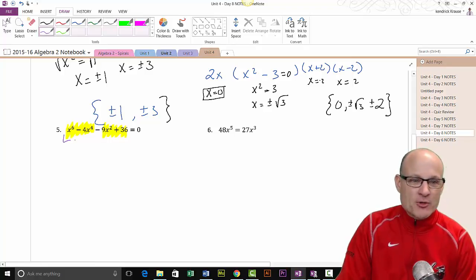We're going to purple. Why purple? I want to. Group. I can take out an x squared, I was going x to the 4th.